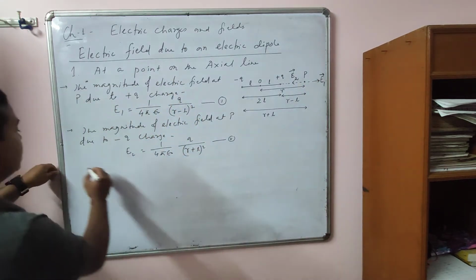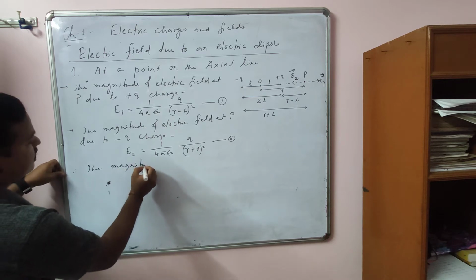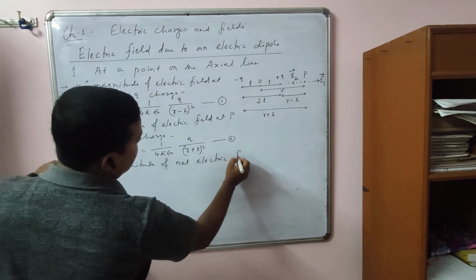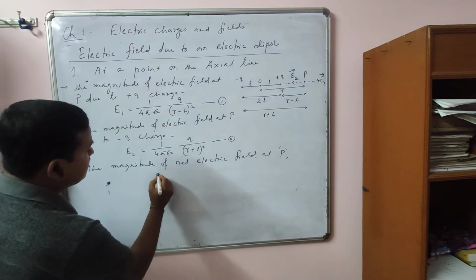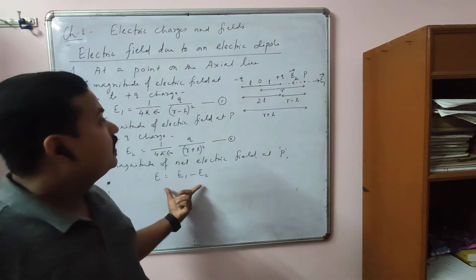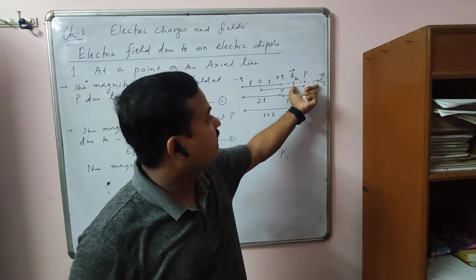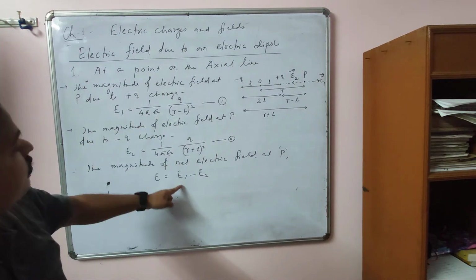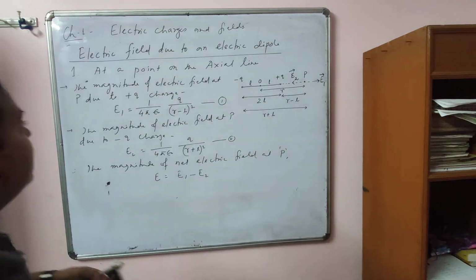So what is the resultant field? Therefore, the magnitude of net electric field at P will be E is equal to E1 minus E2. Why is it subtracted? Because the directions of E1 and E2 are opposite. That's why it is subtracted. E1 minus E2. Now just place the value of E1 here and E2 here, and then simplify, you get the result.